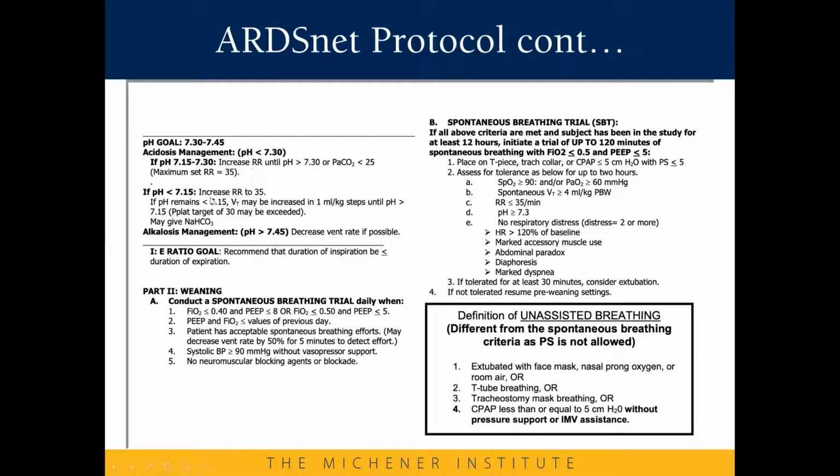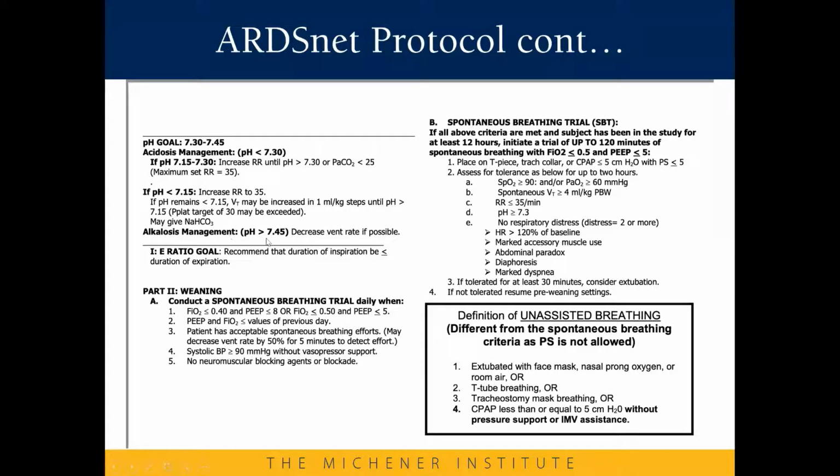If our pH is less than 7.15 and our respiratory rate is at our max of 35, then you may need to increase by 1 mil per kilogram until our pH is greater than 7.15. And they're noting that you might have to exceed our plateau pressure target of 30 centimeters of water. Okay, here it says you might give bicarb. That's not as common a practice now, but it is something that can be considered and discussed amongst the team.